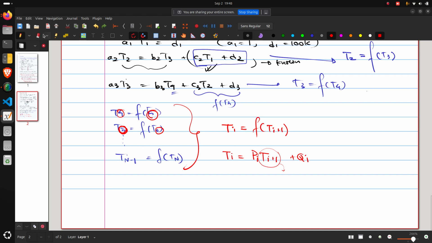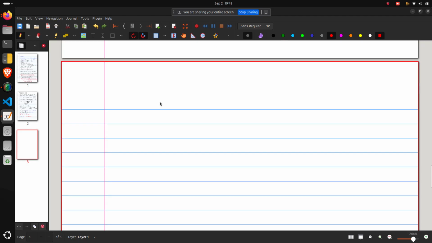Okay, so let me just go ahead and finally derive how to get that. To add a page, yeah. So we have written something like this. Remember these three equations. So let me write the three equations here.